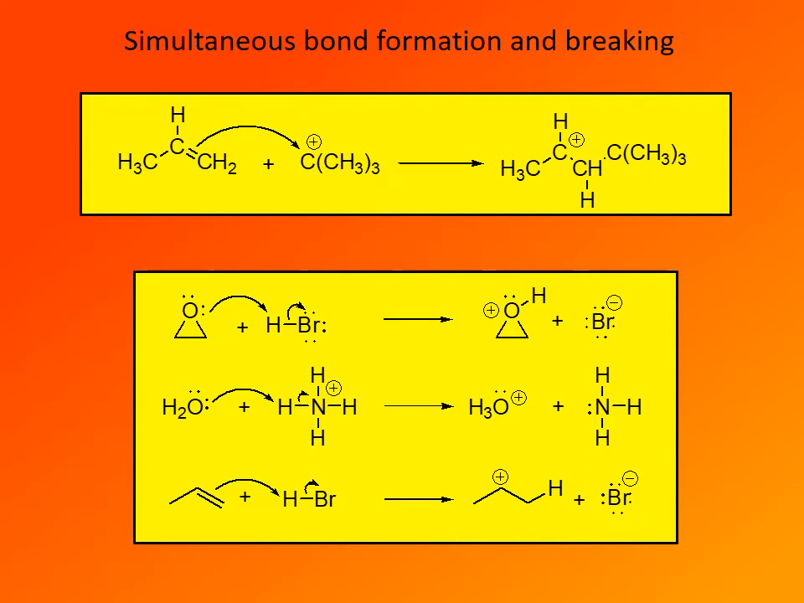In the final example, that's protonation of a double bond. So the pi electron pair forms a bond with hydrogen. So one of the carbons of the double bond forms a bond with hydrogen. The other carbon will be left electron deficient as a carbocation, as in the first example. And a hydrogen-bromine bond is broken to give a bromide anion.